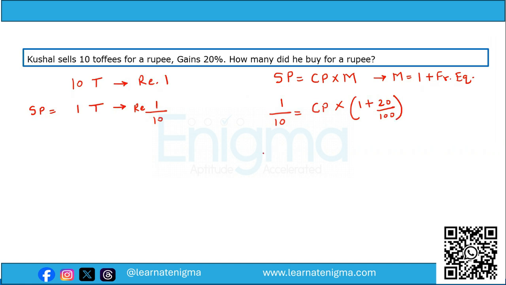So therefore 1 by 10 is equal to cost price into 6 by 5. Okay, so we have here 5 twos are 10. So therefore we can say the cost price of one toffee is 1 upon 12.